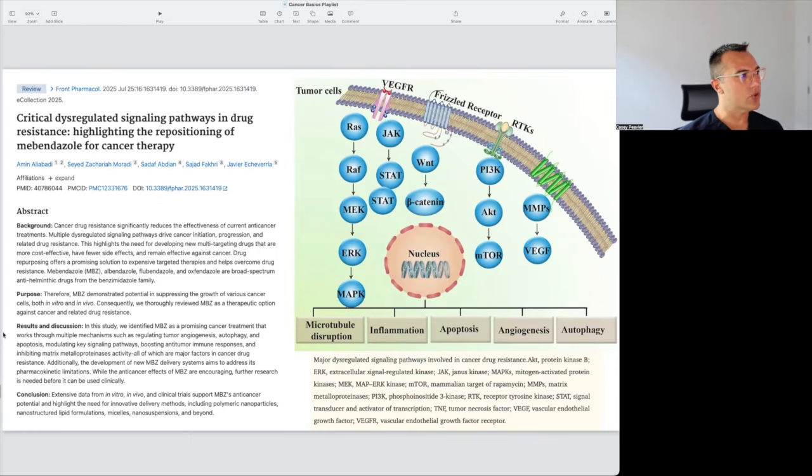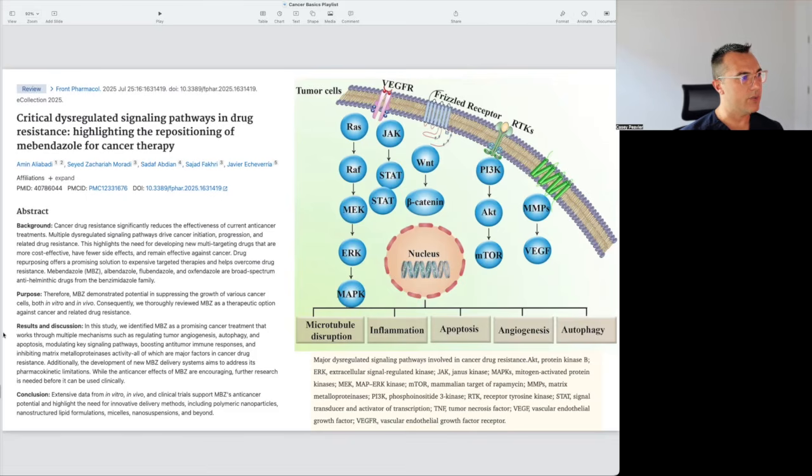And it says in the abstract, cancer drug resistance significantly reduces the effectiveness of current anti-cancer treatments. Multiple dysregulated signaling pathways drive cancer initiation, progression, and related drug resistance. This highlights the need for developing new multi-targeting drugs that are more cost-effective, have fewer side effects, and remain effective against cancer. Drug repurposing offers a promising solution to expensive targeted therapies and helps overcome drug resistance. Mebendazole, albendazole, flubendazole, and oxfendazole are broad-spectrum antihelminthic drugs from the benzimidazole family. Therefore, mebendazole demonstrated potential in suppressing the growth of various cancer cells, both in vitro and in vivo. Consequently, we thoroughly reviewed mebendazole as a therapeutic option against cancer and related drug resistance.